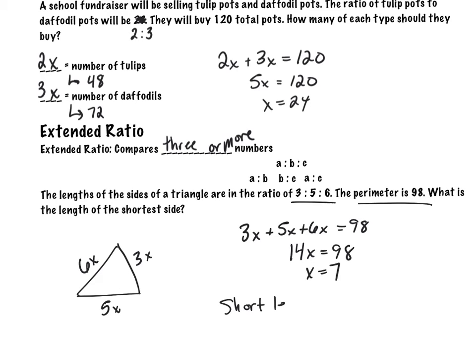So now you look and say, Ty, what is the length of my short side? Short side? What's 21? What? 21. Yeah, right? I just plug that back in and say 3 times 7. So the short leg is 21.